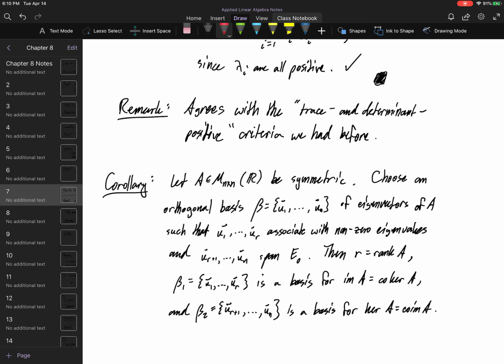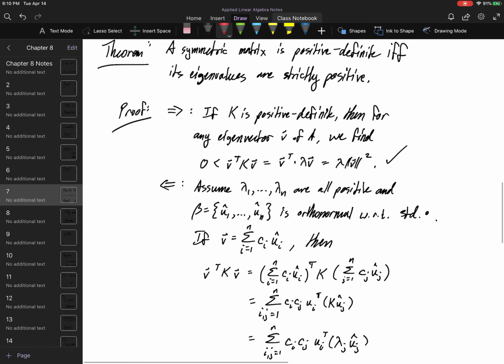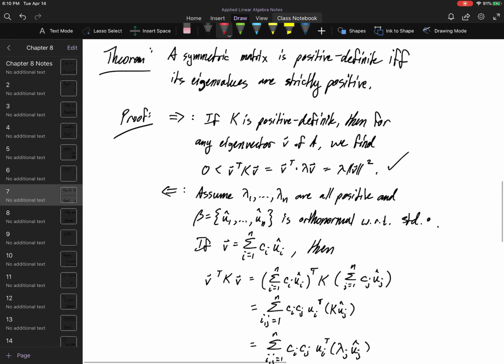This is in accordance with a trace and determinant positive criteria, and we may or may not have seen this because I assigned it as an extra credit problem. There is a way to say that for 2x2 matrices, if your trace and your determinant are positive, then you have a positive definite matrix. And you're welcome to use that criterion if you'd like, moving forward.